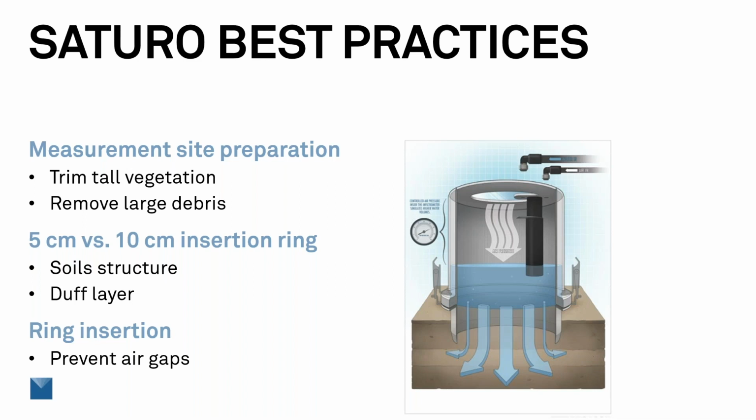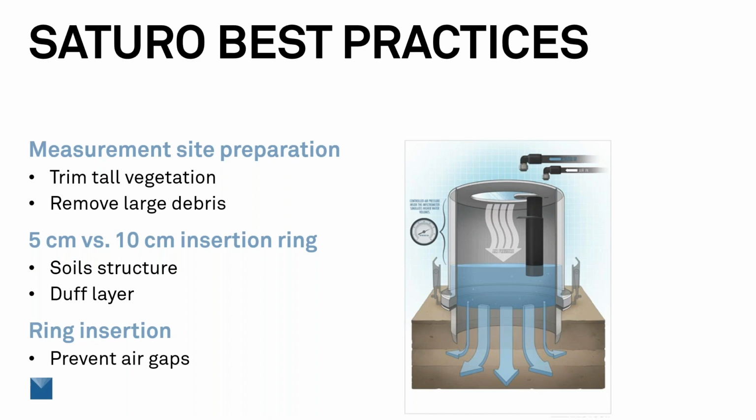It doesn't need to be super short. Ideally, you don't want to make it too short anyway, because the shorter you make it, the more likely you are to disturb the whole surface. We want to avoid that because we want these measurements to represent what the field conditions are. If there's any large debris, let's try and remove that out of the way. Especially if there are any large branches, that's going to cause difficulties when trying to insert our rings into the soil.